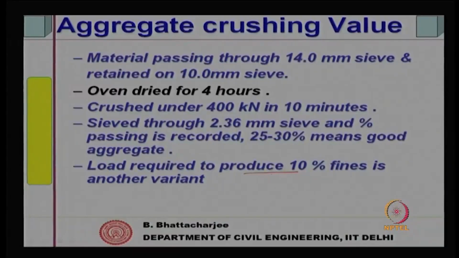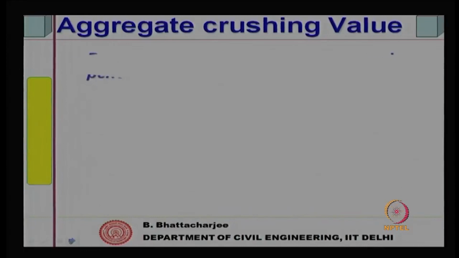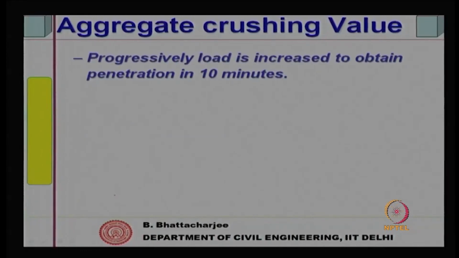You see, then there is another way of testing the same thing, that is, load required to produce 10% fines. It is another variant of this test. In the earlier one we find out percentage passing, but in this variant we try to find out the load required to produce 10% fines. What is done is, progressively the load is increased to obtain a penetration in 10 minutes.